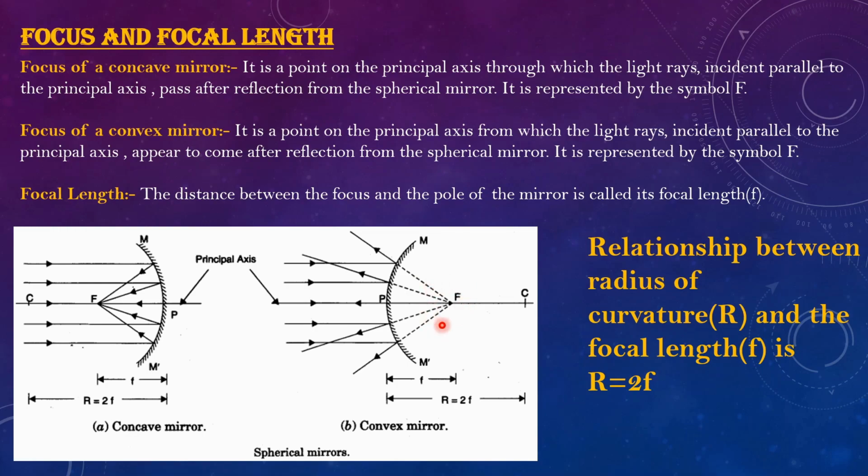Now, the focal length. The distance between the focus and the pole of the mirror is called focal length, that is small f. There is a relationship between the radius of curvature R and the focal length small f, that is R is always equal to 2f.